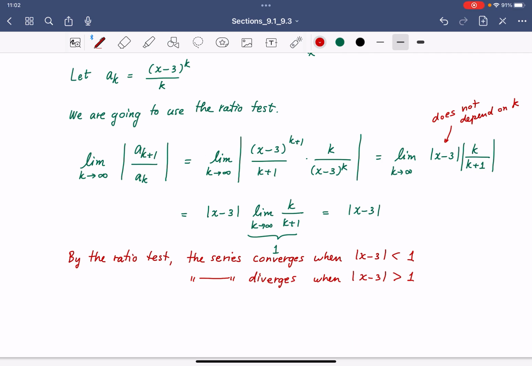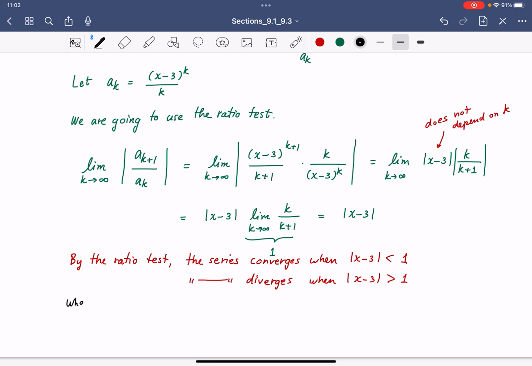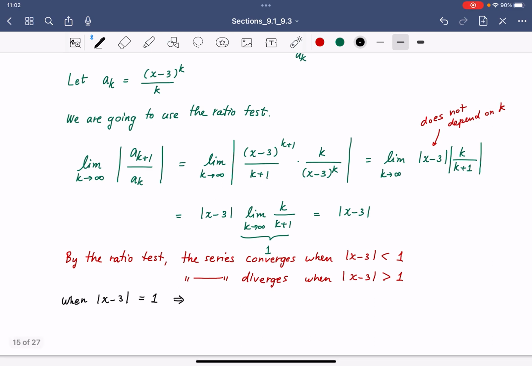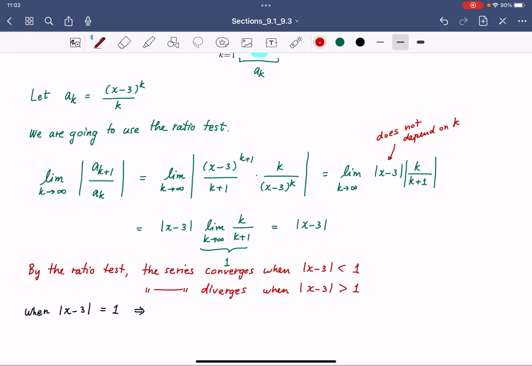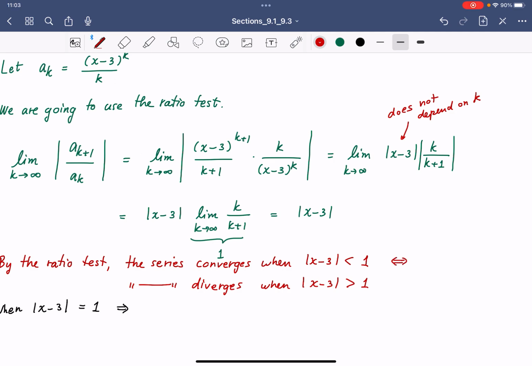But when the absolute value of x minus 3 equals 1, the ratio test cannot be applied. So we have to think about when the absolute value of x minus 3 equals 1. We have no conclusion from the ratio test, so we have to try to find another way that is not the ratio test. Let me try to manipulate this one first. This is the same thing as x minus 3 between negative 1 and 1.